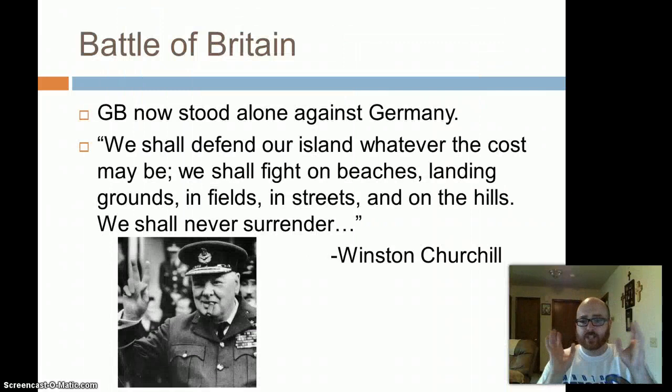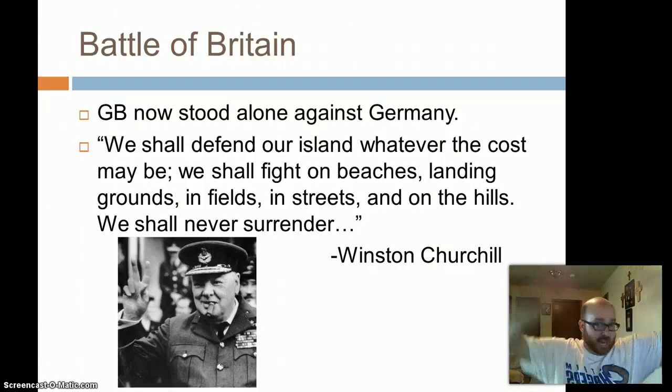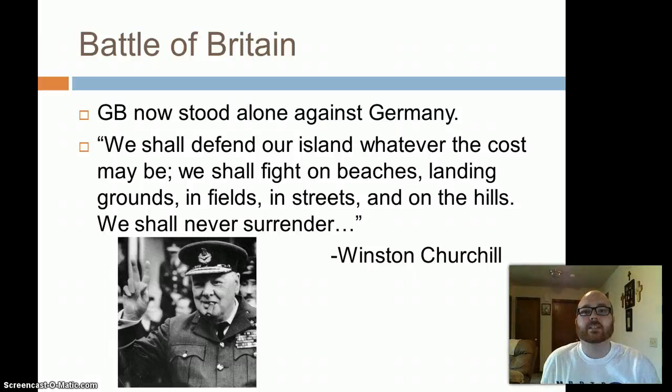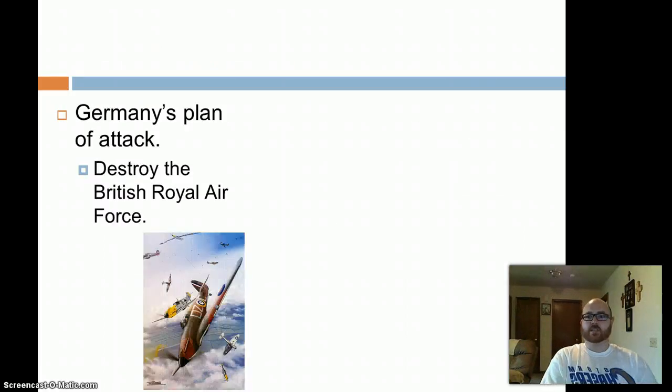All right, next up, the only thing that stood in the way of Hitler was Britain. Hitler's taken everything he wanted, took all the German-speaking lands, has Italy on his side, took over most of France. Now what stands in Hitler's way of achieving total European domination is Britain. All right, Winston Churchill says, we shall defend our island whatever the cost may be. We shall fight on the beaches, landing grounds and fields, and in the streets and on the hills. We shall never surrender.